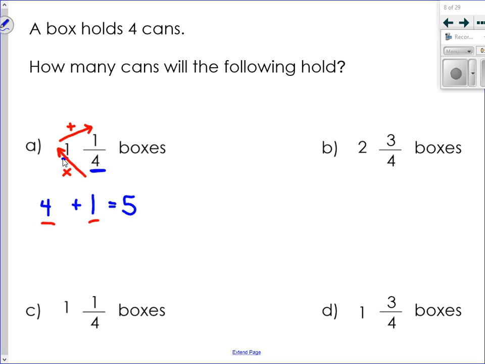Let's try the next one. If I have 2 full boxes, and each box holds 4 cans, then that means I have 8. That's 2 times 4. And then this other box has how many in it? 3. That means I have 11 cans altogether. 2 times 4 plus 3. 2 times 4, or 4 times 2, either way, plus 3 gives me 11.